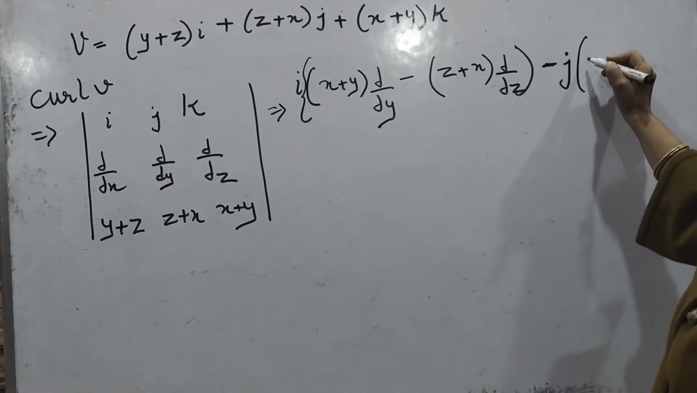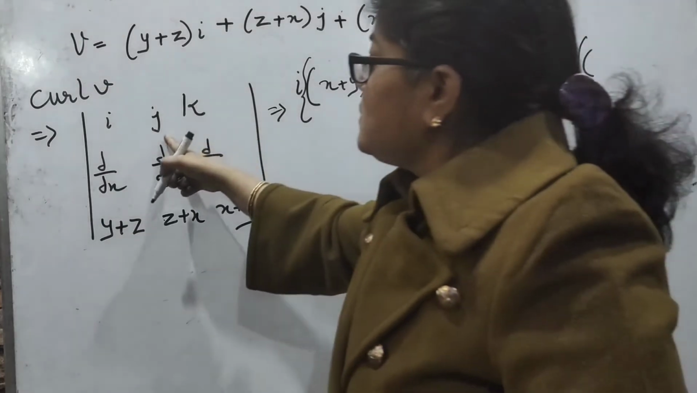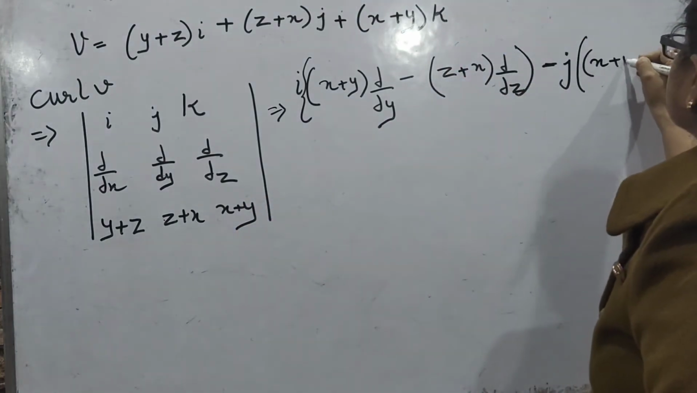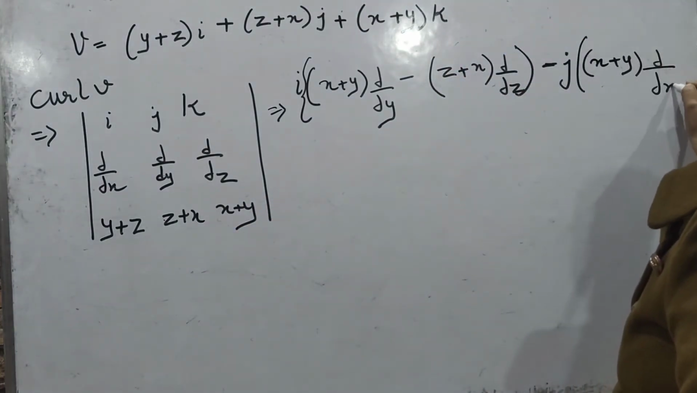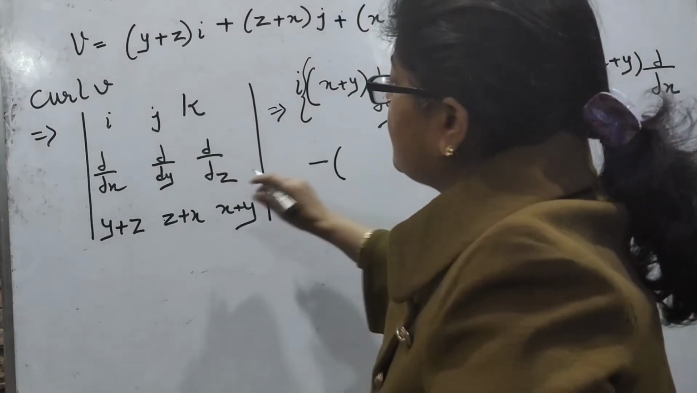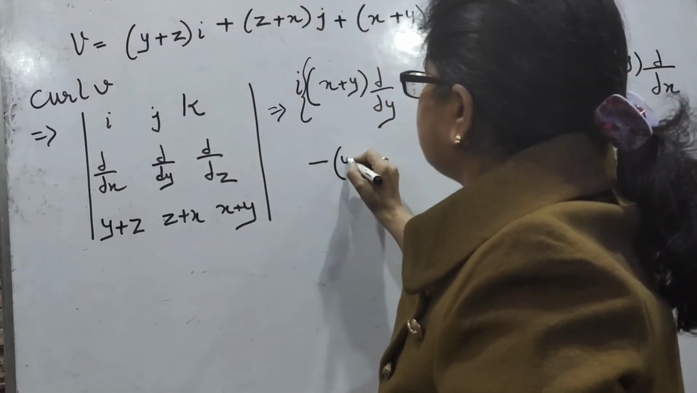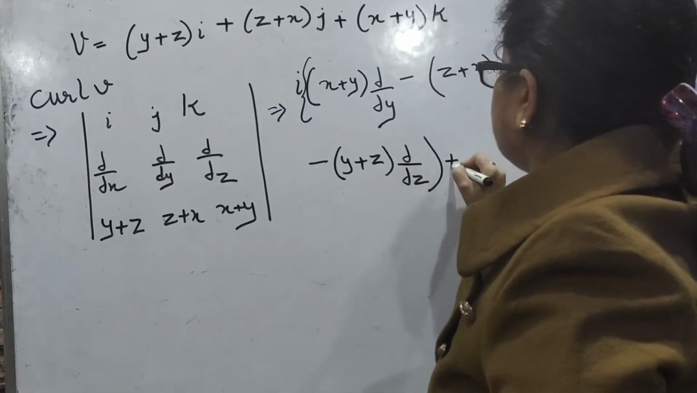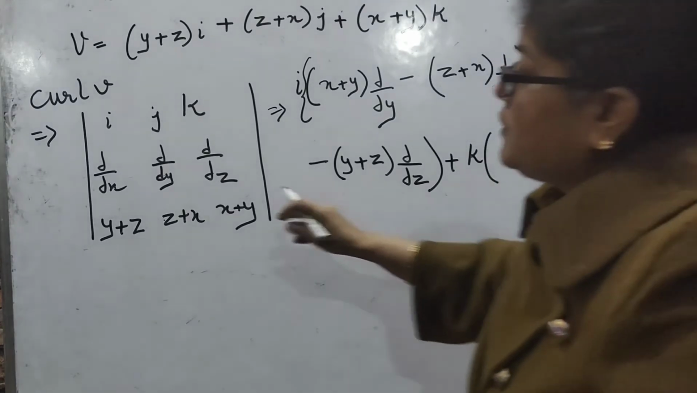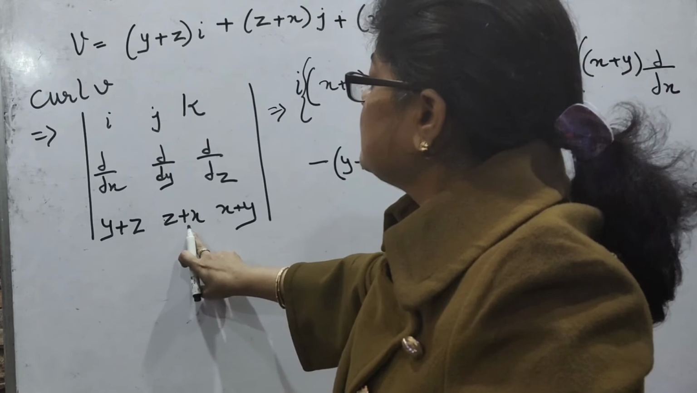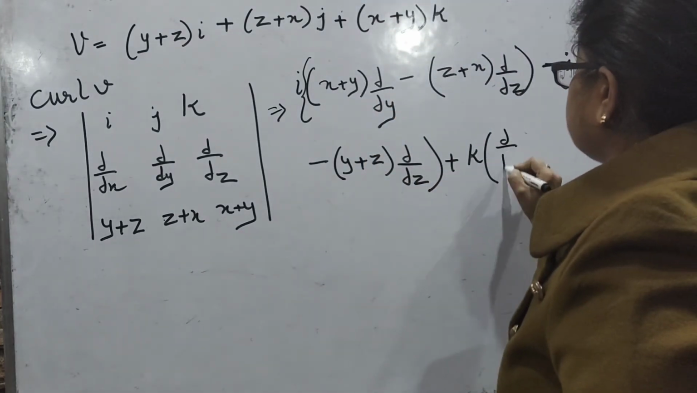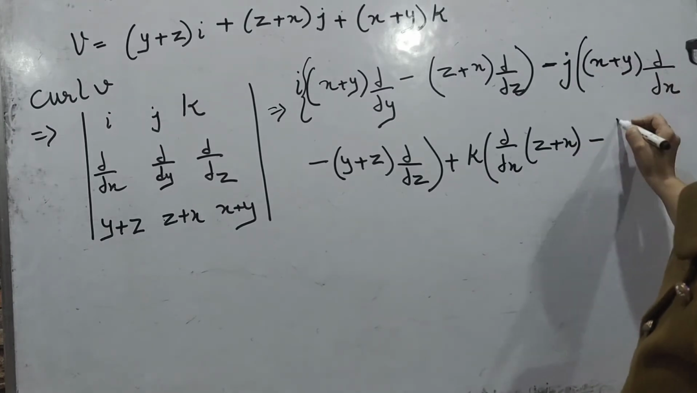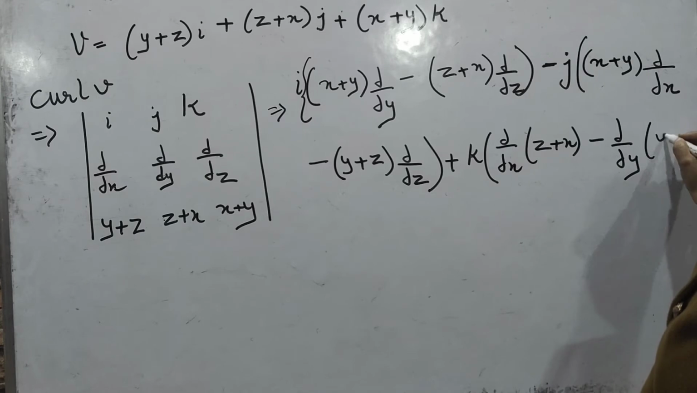Then this is j, and the box is ∂/∂x and (x + y), ∂/∂x. Then minus ∂/∂z and (y + z). Bracket close, then k. For the k we have ∂/∂x of (z + x), then we have ∂/∂y of (y + z).